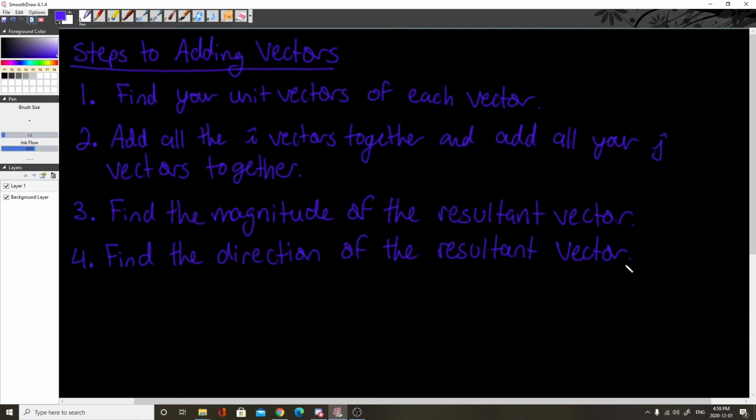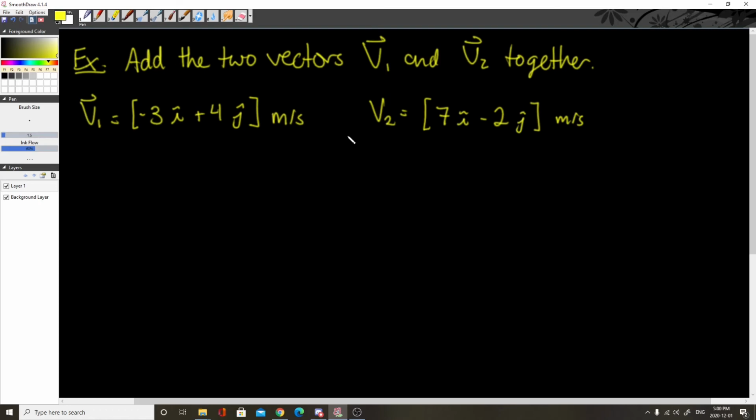Let's go ahead and take a look at an example. So this is our example. We want to add the two vectors v1 and v2 together. They've already been given to us in unit vector form, so we don't have to do any conversions yet. So let's go ahead and add up all of our i vectors and all of our j vectors together. So we'll write v1 plus v2, and then we will write out our unit vectors of negative 3i plus 4j plus 7i minus 2j.